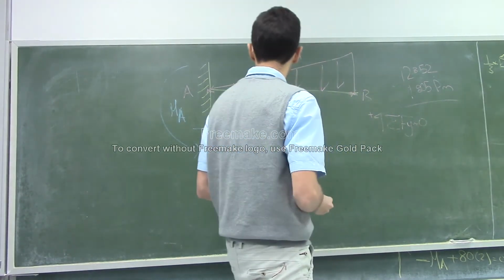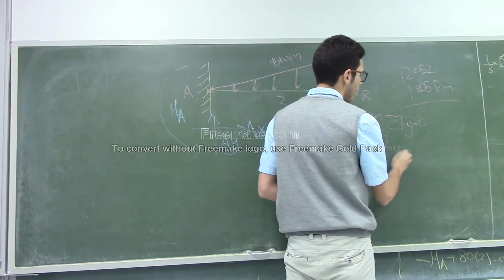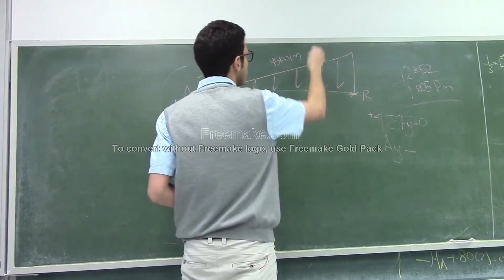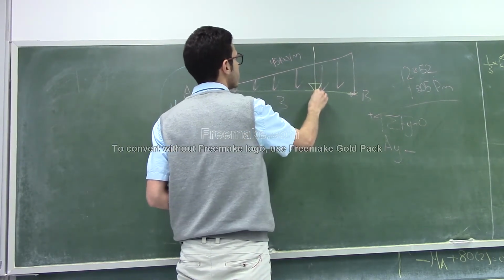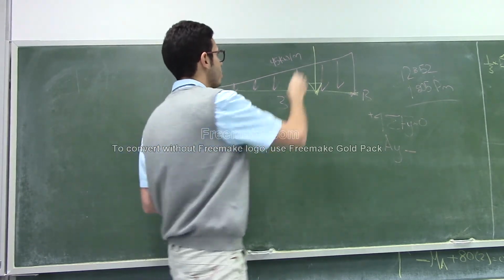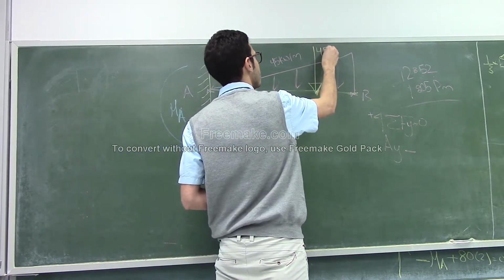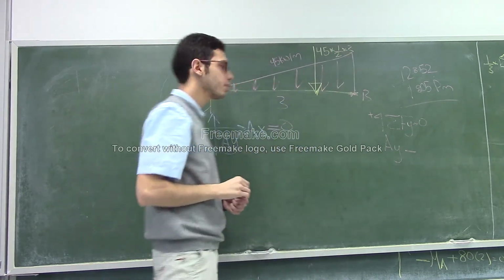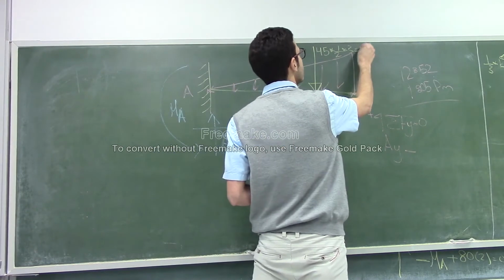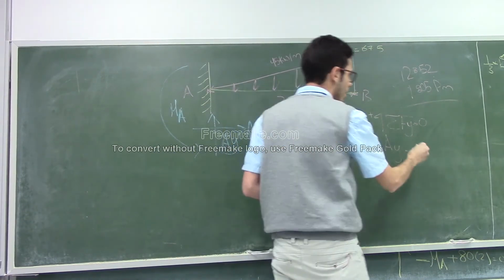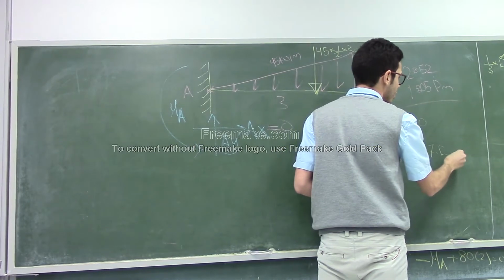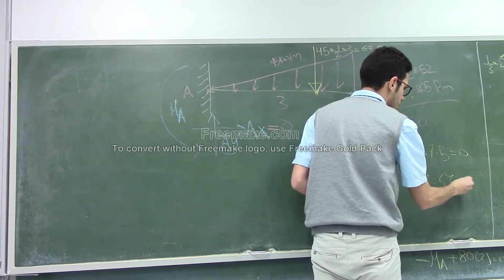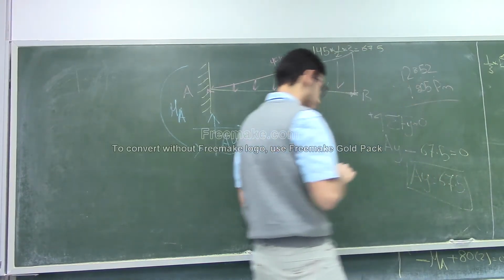So we have AY minus the equivalent force of this one. It's 45 multiplied by half multiplied by 3, and it's equal to 67.5. So AY minus 67.5 equals 0, so AY should equal 67.5. And we find AY.